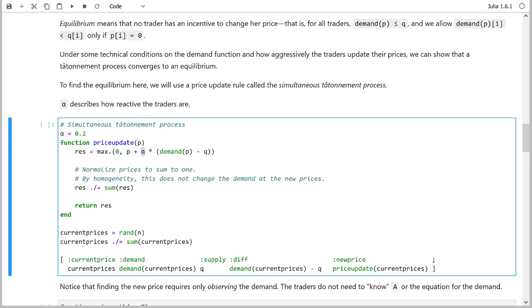This alpha parameter is very important theoretically, because if you read the proof that shows that this tâtonnement process converges, it requires that alpha not be too large. Alpha needs to be small.